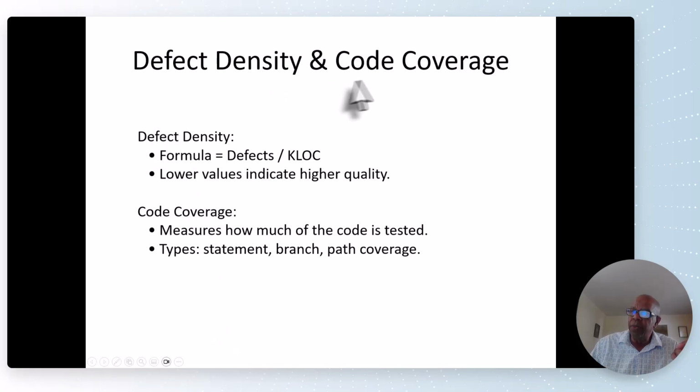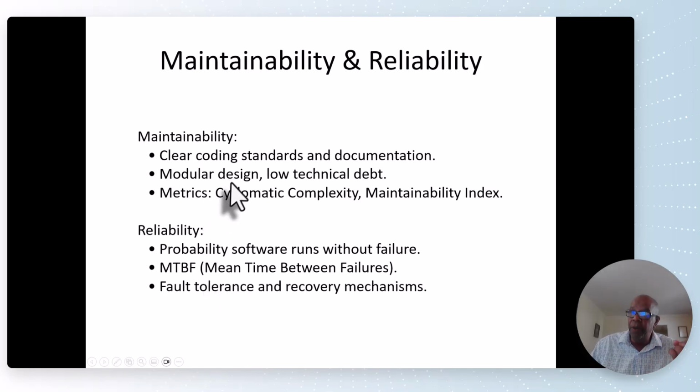Here's just more information. For defect density, the formula is the number of defects divided by lines of code. Code coverage measures how much code is tested. The higher the number, the better we are. Maintainability depends on clear coding standards and documentation. Reliability is the probability the software runs without failure. So that's kind of the overview of testing.